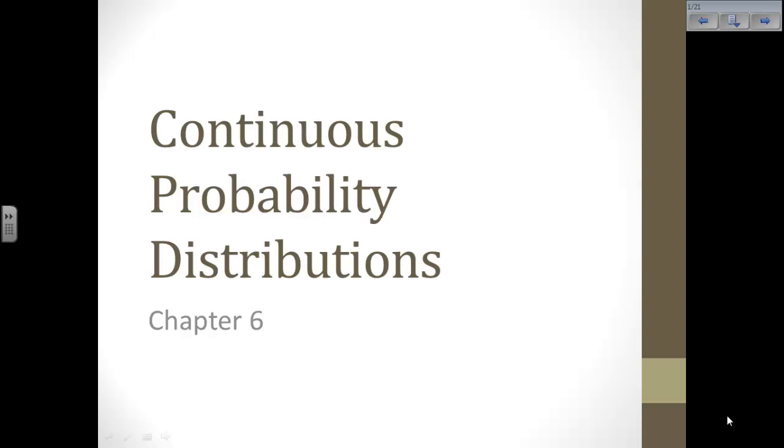This lecture is all about continuous probability distributions and how to find them by hand with raw data, which is a review of something we've already done, and mainly how to find probabilities of continuous variables when you don't have the raw data using z-scores and something called the unit normal table.